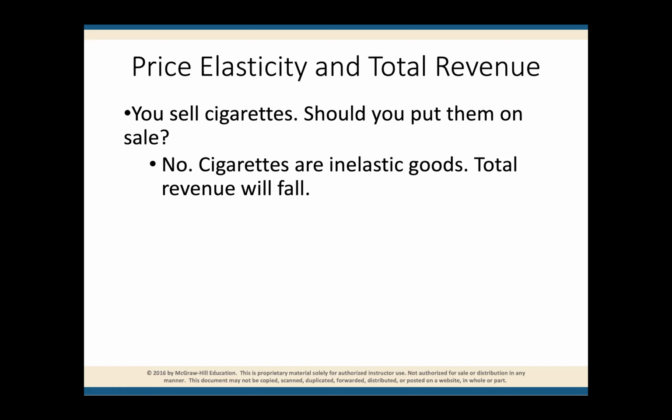Okay? So should you sell cigarettes? If you sell cigarettes, should you put them on sale? And the answer is no. Why? Because cigarettes are inelastic. And if you lower the price, people are not going to buy more. So you're going to lose some of your revenue.